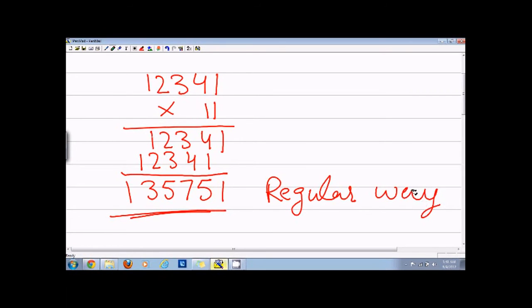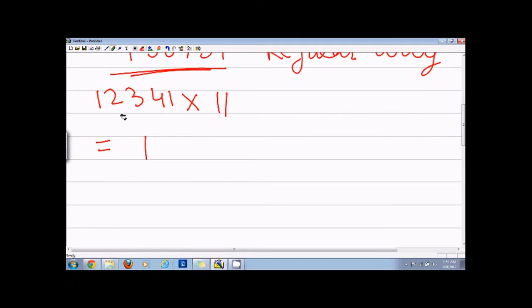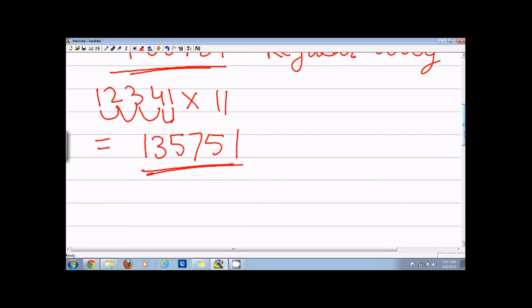Now we can skip all this writing and approach this problem in a different way. Suppose we have 1, 2, 3, 4, 1 and we want to multiply it by 11. I will write 1 here, then add 1 and 2, which is 3, then add 2 and 3, which is 5, then add 3 and 4, which is 7, then add 4 and 1, which is 5, and then write 1 in the end. So the answer is 135751. This is the answer I had before.